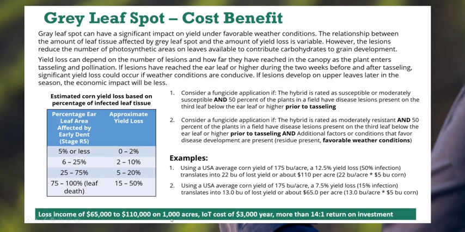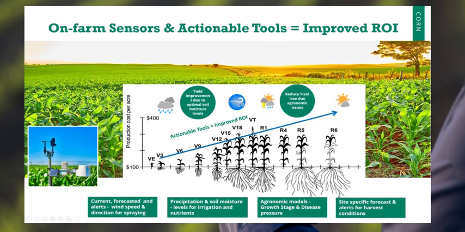So we could lose on 1,000 acres of corn $65,000 to $110,000, which is a lot of money if you consider it may cost you $3,000 for this IoT investment for a field station, and it's returning more than 14 to 1. So actionable tools and on-farm sensors provide value through the entire year, not just at one point where we're looking at yield loss because of agronomic issues.